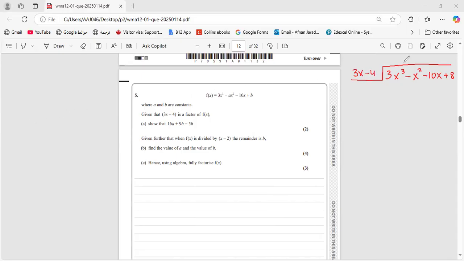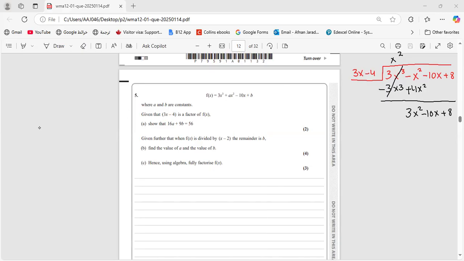To divide, 3x squared divided by 3x is x squared, then x squared multiplied by 3x is 3x cubed, and x squared multiplied by -4 is -4x squared. To subtract, you need to change signs. Eliminate 3x cubed minus 3x cubed, and minus x squared plus 4x squared is 3x squared. What's left down? Minus 10x plus 8. Then the first term divided by the first term.